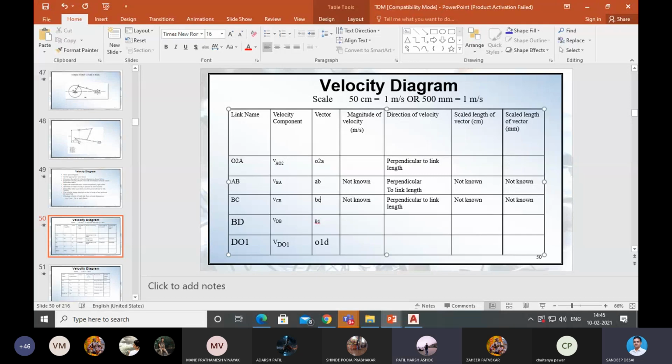Thank you. And when you have written your velocity components, then just don't think much. Vectors are to be written exactly in opposite way to the velocity components. Since I have written it as velocity of A with respect to O2, so vector is O2A. Here velocity is BA, so vector is AB. Here velocity is CB, vector is BC. Here velocity is DB, so vector is BD. And here velocity is DO1, so vector is O1D.